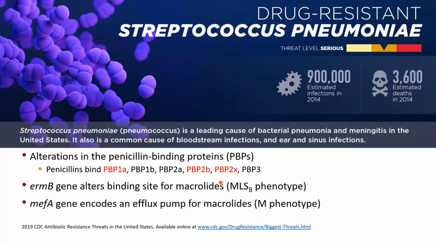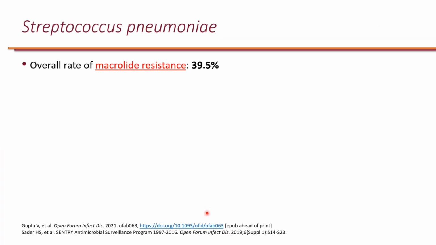Strep pneumo can also acquire the erm B gene, which alters the binding site for macrolides, as well as the mef A gene, which encodes an efflux pump for macrolides. Now, let's take a look at the rate of resistance in Streptococcus pneumoniae. The overall rate of macrolide resistance is almost 40%, and the rate is actually higher in the ambulatory care setting compared to the inpatient setting.